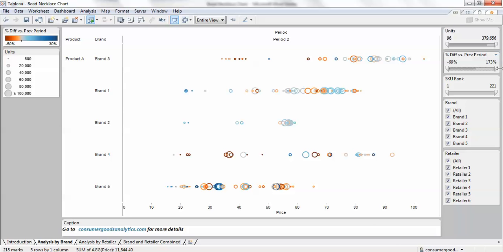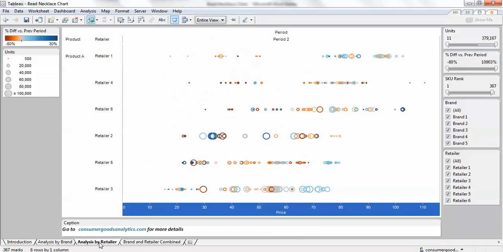So let's look at another similar example. We can also look at analysis by retailer. So instead of having brands, we can see the different retailers, and again we can see retailer number 1 has sort of the best mix of products, and retailer number 3 has a huge volume, big circles, but a lot of their sales are more in the lower end of the market. So we can draw similar conclusions.